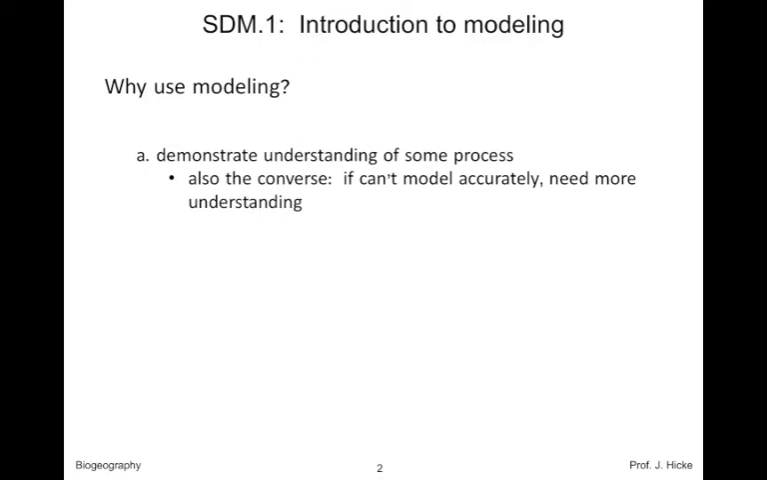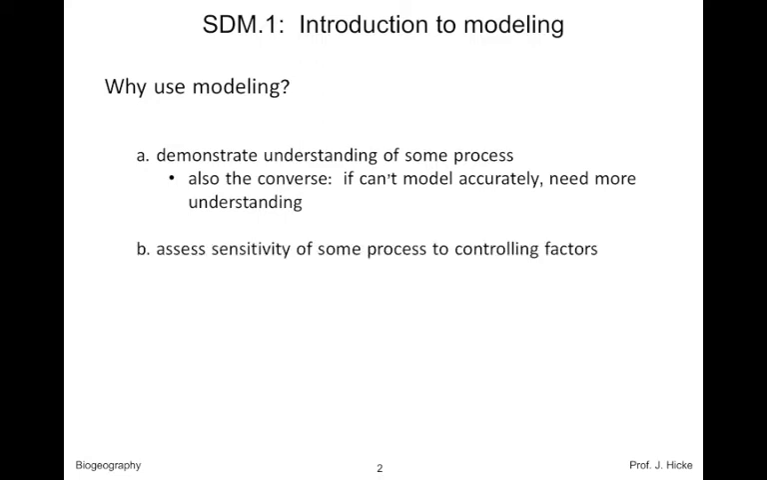The reasons for using models, particularly in scientific topics, are to demonstrate some understanding of a process. So if a scientist can model a process correctly, a process meaning perhaps the distribution of a species, that means that we have good understanding of what controls that distribution. But also the reverse can occur, is if the model can't accurately predict a species distribution, for instance, then we probably don't understand enough about what the controls are of that distribution. We need to increase our understanding with experiments, observations, or other aspects before we can correctly model the species.